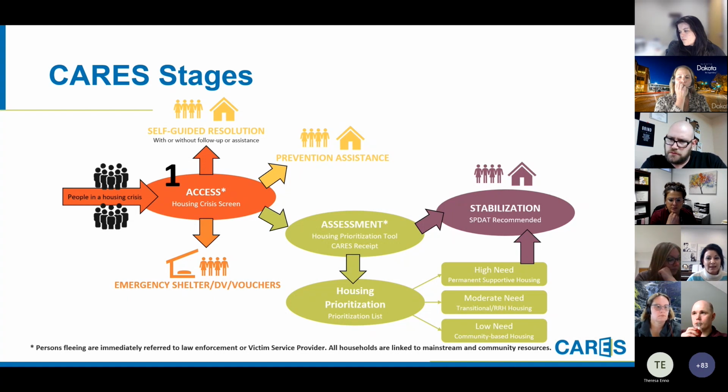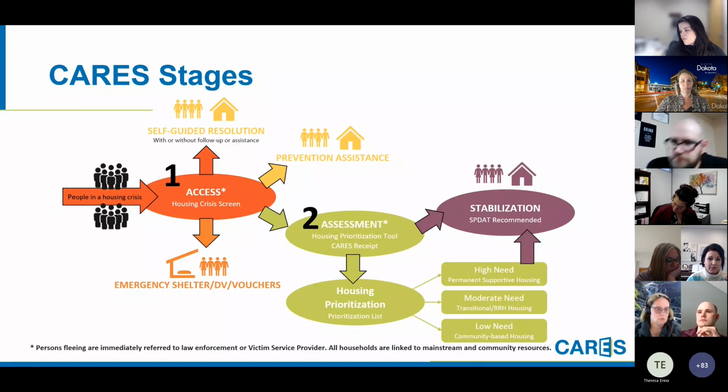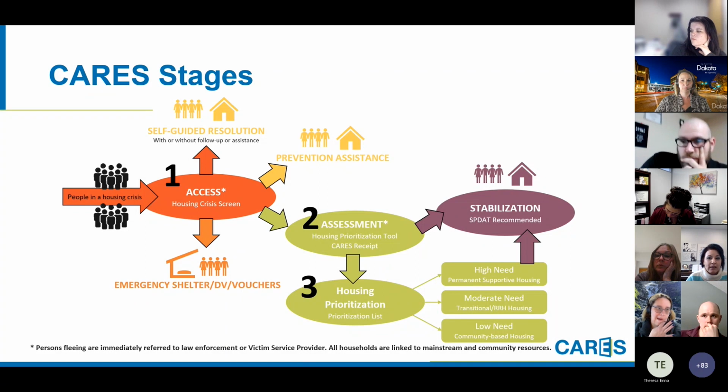Persons whose housing crisis cannot be resolved through either self-guided or assisted problem solving with any one of those previously mentioned resources are then referred for an assessment. So the assessment is the second stage. Housing assessors conduct an assessment. That's that housing prioritization tool. And assessments help identify client eligibility, choice, and what level of housing support is most appropriate for each household.